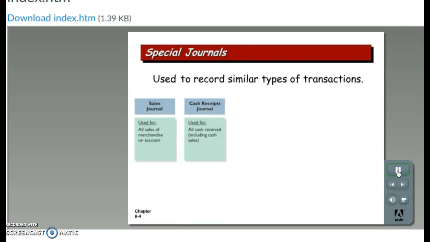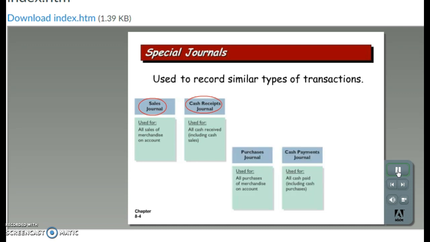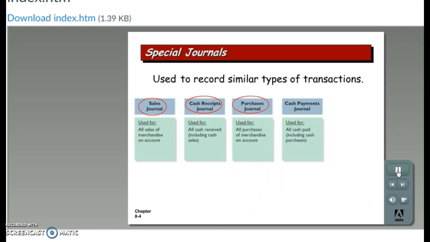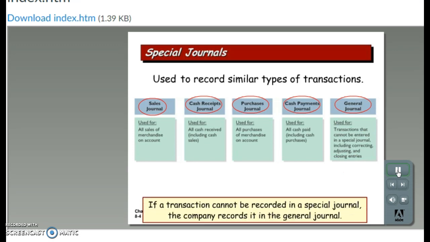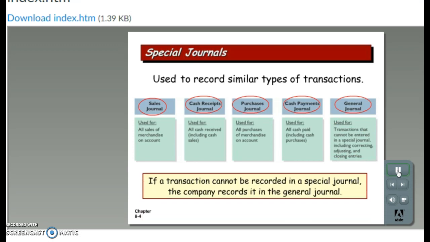There are 4 special journals that contain similar types of transactions. The sales journal records sales made on account. The cash receipts journal contains all transactions that increase cash. The purchases journal records purchases of inventory made on account. The cash payments journal contains all journal entries that include a decrease in cash. All other types of transactions are recorded in the general journal. Correcting, adjusting, and closing entries are recorded into the general journal.